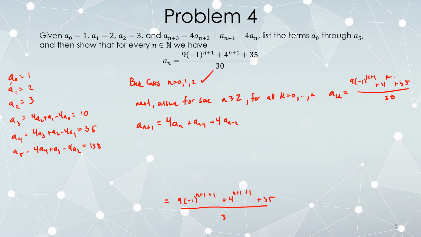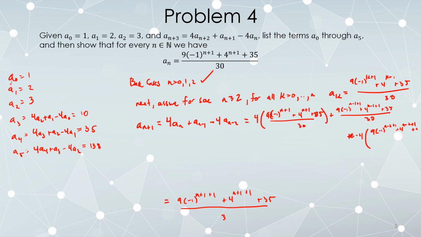So we end up with 4 times 9 times negative 1 to the n plus 1, plus 4 to the n plus 1 plus 35, apologies, over 30, plus 9 times negative 1 to the n minus 1 plus 1, plus 4 to the n minus 1 plus 1 plus 35 over 30, minus 4 times 9 times negative 1 to the n minus 2 plus 1, plus 4 to the n minus 2 plus 1, plus 35, all over 30, close parenthesis there.